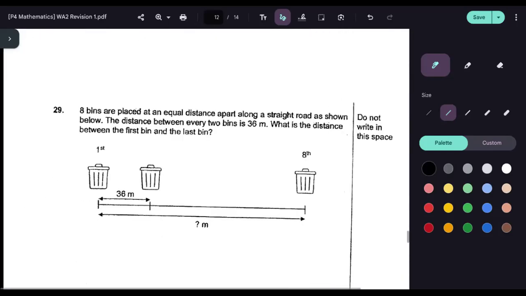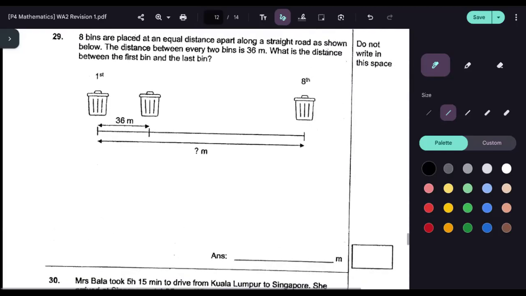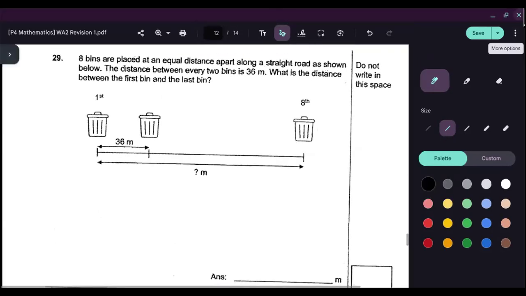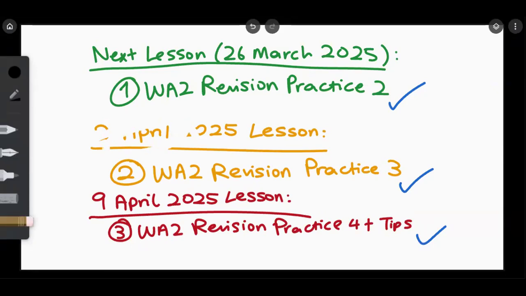Now next lesson we are going to finish the rest of this, which is question 29 onwards. Okay, let me stop my share first. Yeah, so I'm supposed to share this. Sorry. Yeah, and what is going to come next lesson. Okay, so next lesson we are going to be doing WA2 revision practice 1. Okay, sorry, this is from another class.